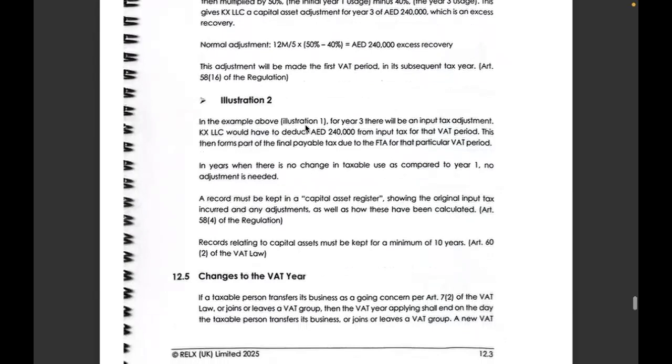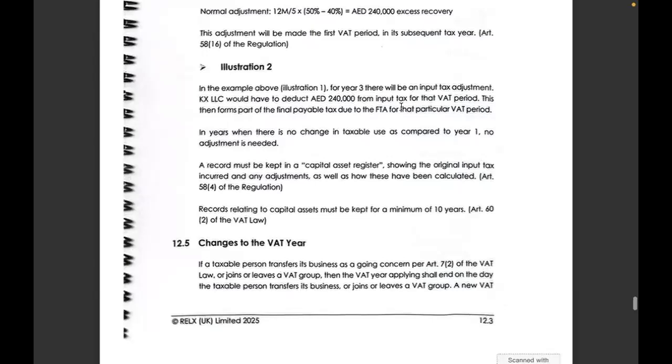Illustration 2. In the example above, illustration 1, for year 3, there will be an input tax adjustment. KX LLC would have to deduct 240,000 from input tax for that VAT period. This then forms part of the final payable tax due to the Federal Tax Authority for that particular VAT period. This is just an explanation: it will be a reduction in the input VAT recovery pertaining to year 3, which will be reported to FTA in the first tax period of year 4.